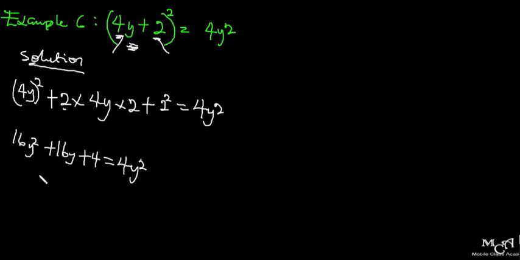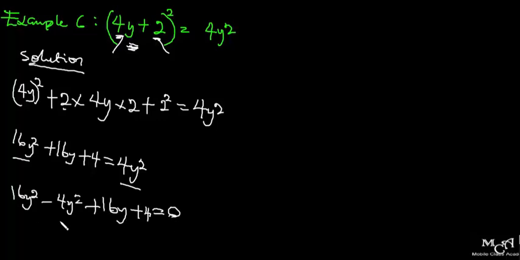So at this point, what are we going to do? We are going to bring the like terms. This is 4y squared. This is 16y squared. So let's bring this to the other side. So we have 16y squared. If this 4y squared crosses the equal sign, it becomes negative. Negative 4y squared plus 16y plus 4 equals 0. So from here, what do we do? We subtract this minus 4y squared from 16y squared. We are left with 12y squared plus 16y plus 4 equals 0.